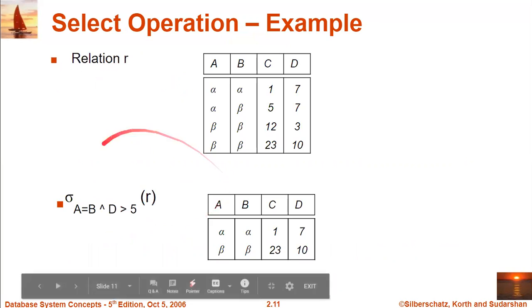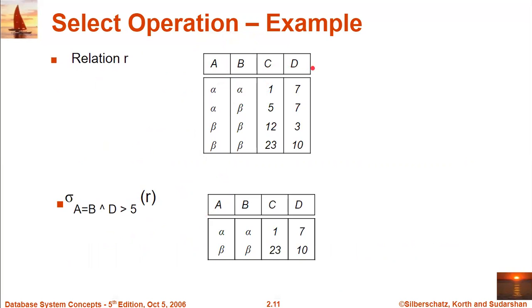So let's start with the selection operation. Here we are considering one relation named R, which has four columns: A, B, C, D. Inside the A and B columns we have alpha and beta values, and C and D consist of integer values. Whenever we talk about the term arity, it means the number of columns.